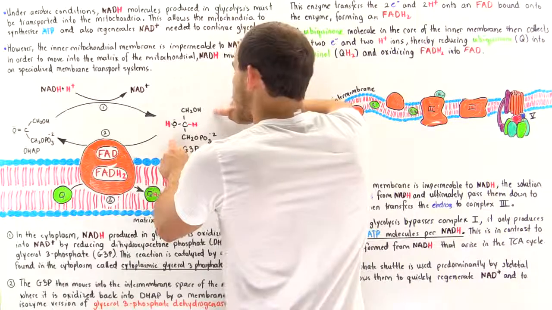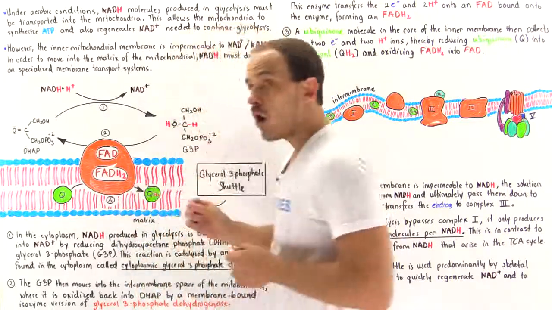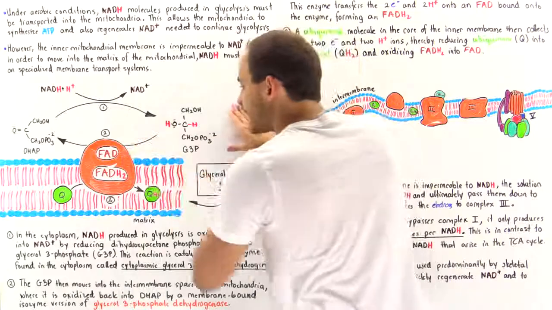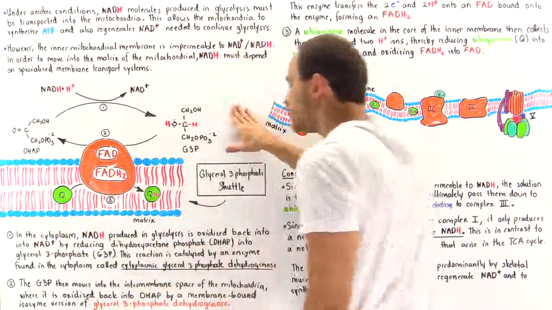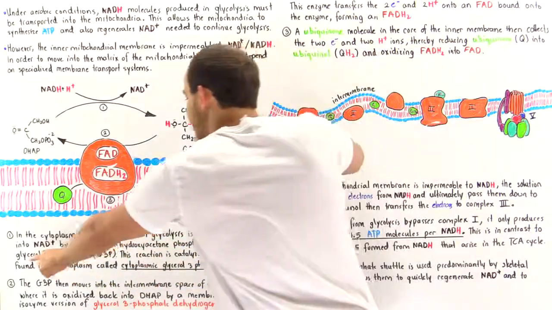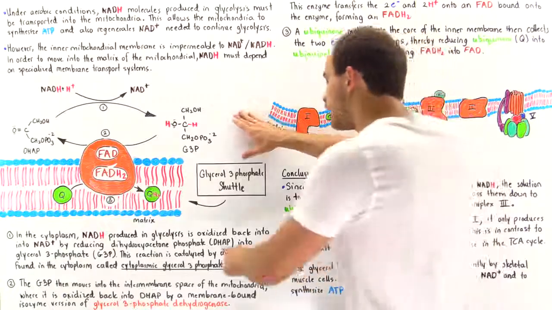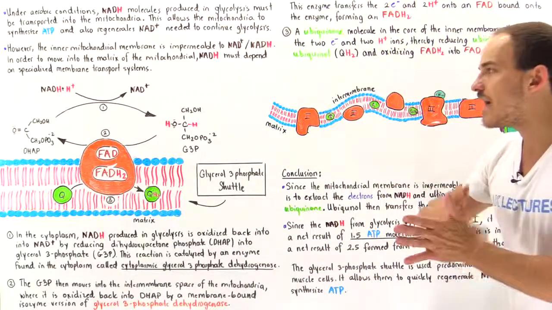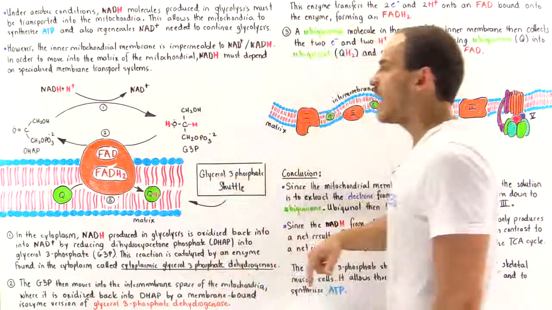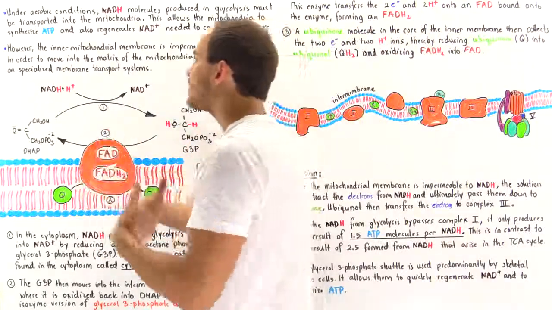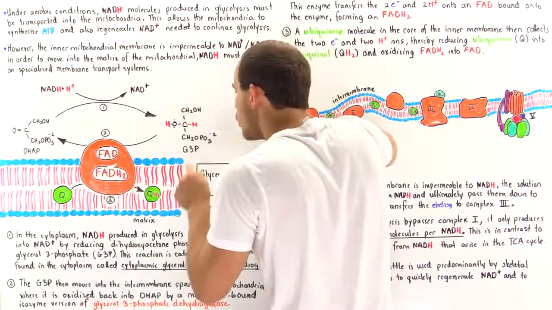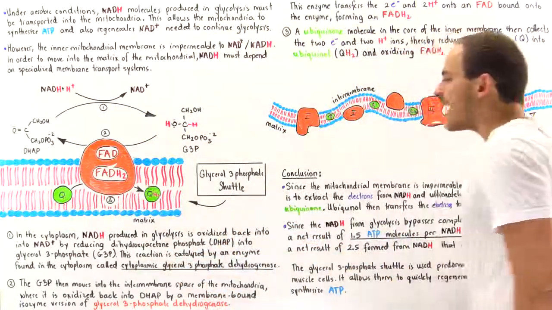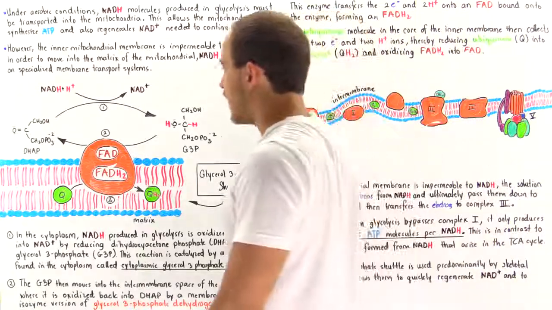Once we form the G3P, it can now move across the outer membrane of the mitochondria and enter the intermembrane space. So in step 1, in the cytoplasm, NADH produced in glycolysis is oxidized back into NAD+ by reducing dihydroxyacetone phosphate, DHAP, into glycerol 3-phosphate, G3P. This reaction allows us to regenerate the NAD+ needed for the glycolytic pathway, and also allows us to pass down the electrons onto a molecule that can now move into the intermembrane space of the mitochondria. And this is catalyzed by the cytoplasmic glycerol 3-phosphate dehydrogenase enzyme.